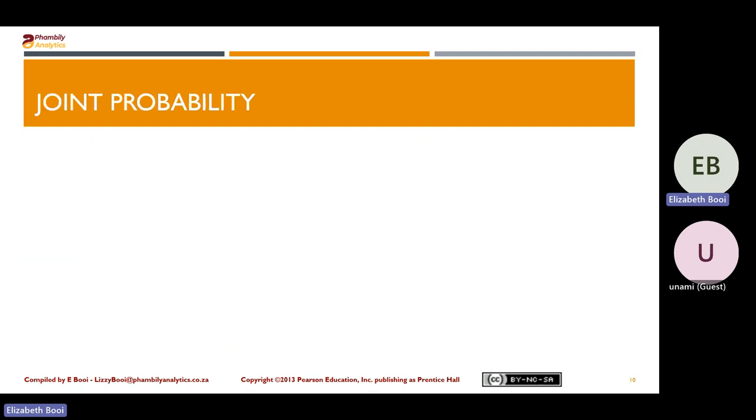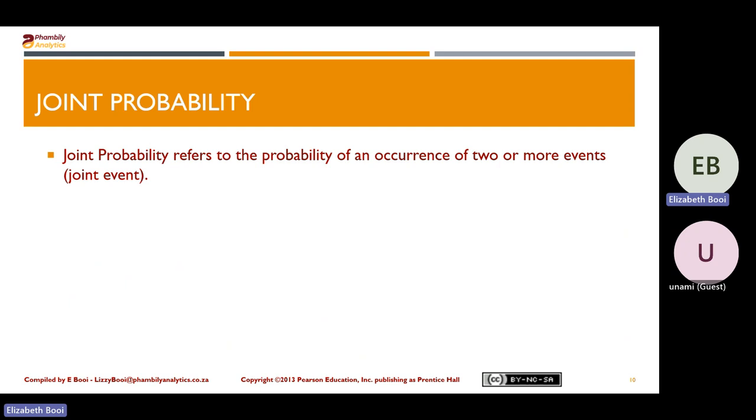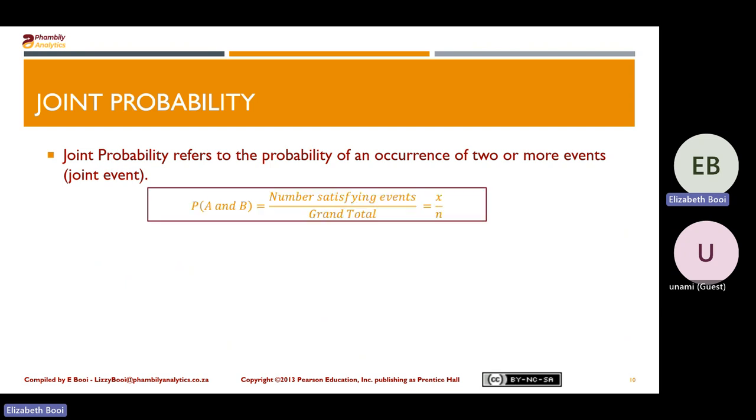In terms of joint events, these are events that happen at the same time. To calculate the joint probability, you will calculate it from a joint event: two events happening at the same time, two or more, it can be more actually. That is also given by the number satisfying that joint event divided by the sample space, or the grand total, or the total outcome.